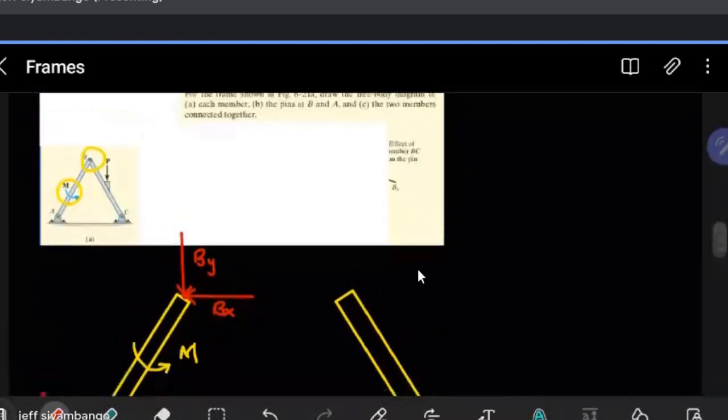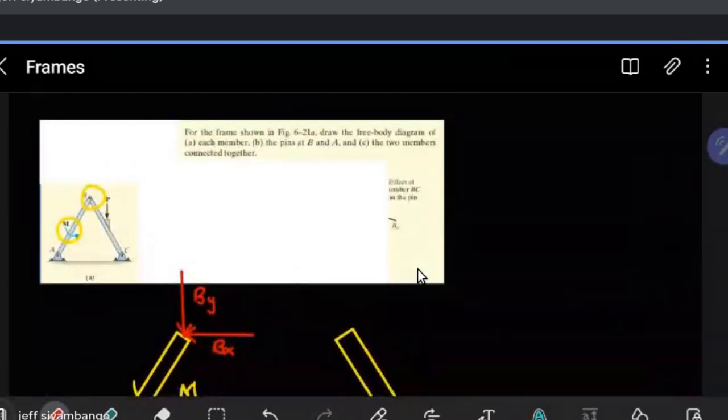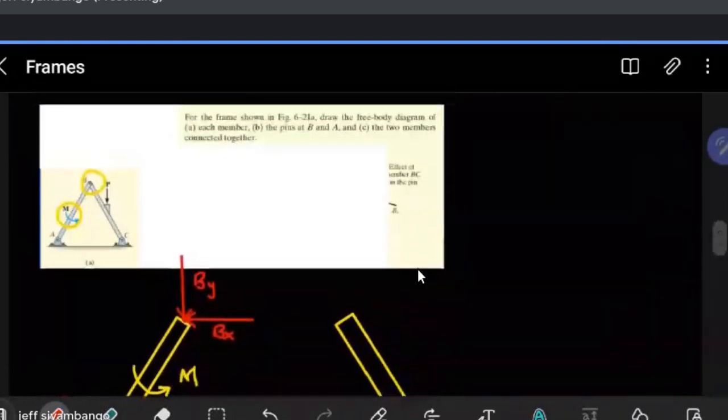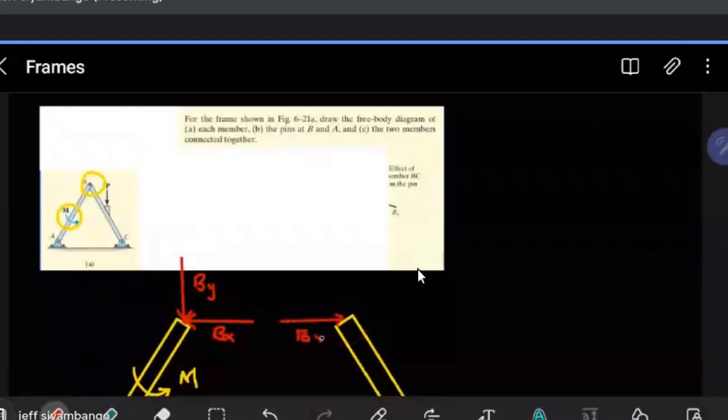Next up, the member BC. For the member BC, it's similar to the member AB. We're seeing a pin at B and a pin at C. So because of that, we have to make the same assumptions. What you have to observe here is that this member will experience a force that goes like this. At that point, this is going to be B in X. And on the other side, it will experience a force that goes down. Again, this force is coming from the pin. You can assume it to go in that direction.